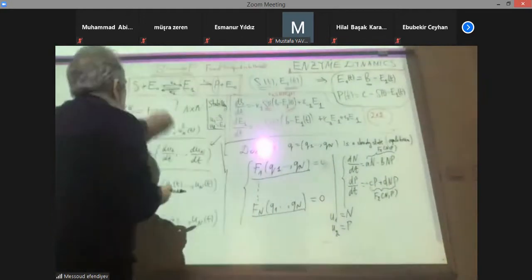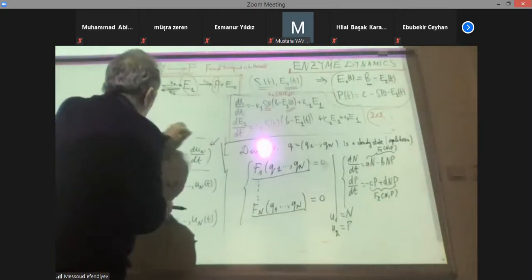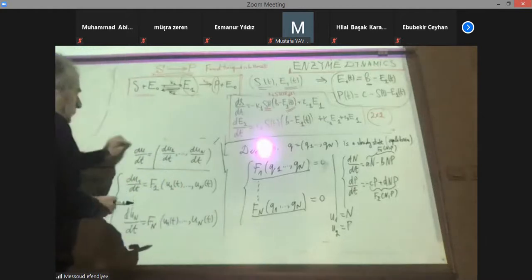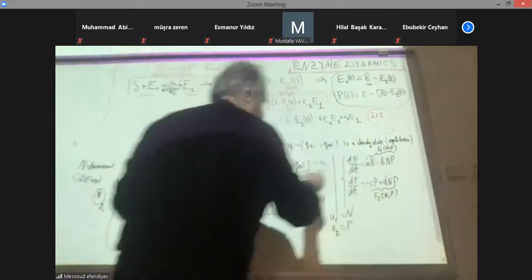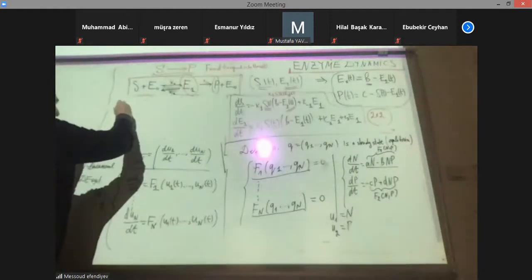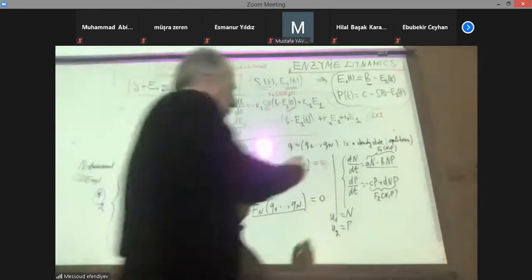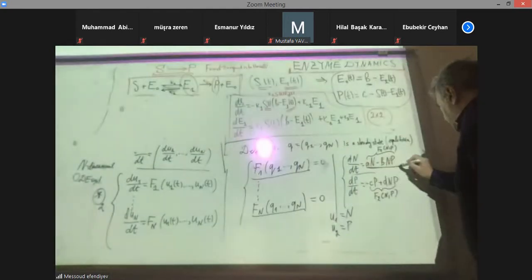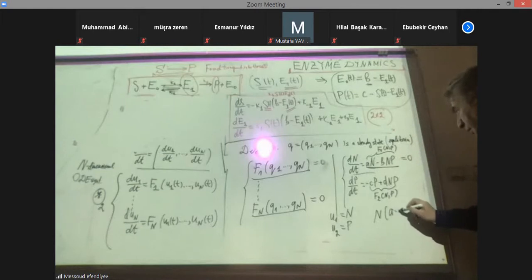So let's compute this quantity for this concrete case. I am cleaning the board, then you can compute it yourself. We have to put the right hand side to be zero, and this will be f1 and f2. If you put this equal to zero and compute it, then f1 can be written like this, a minus bP.